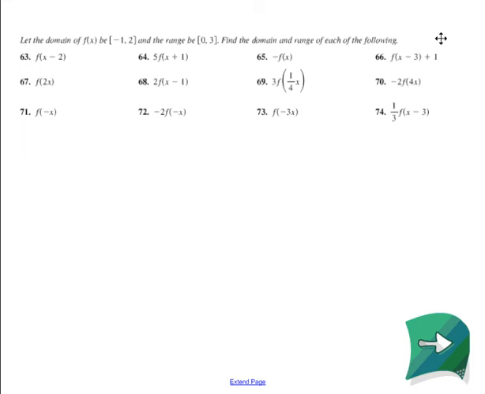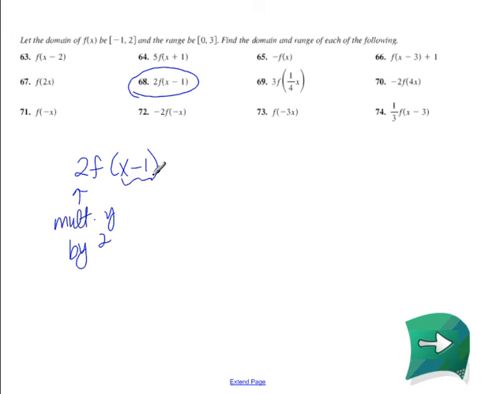Now, this problem says, let the domain of f of x be -1 to 2, and the range be from 0 to 3. Find the domain and range of each of the following. So we're just going to see how these changes affect the domain and the range. For instance, number 68 says our new function is 2 times f of x minus 1. Well, what does the 2 on the outside do? It multiplies the y values by 2.